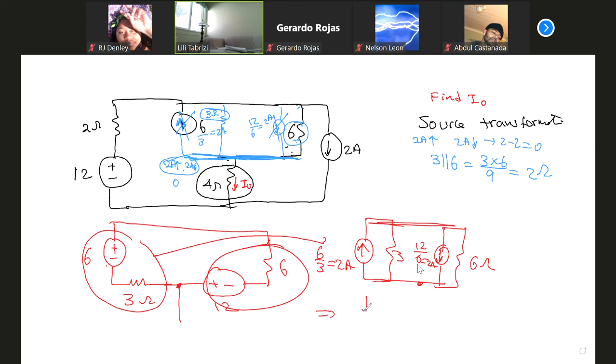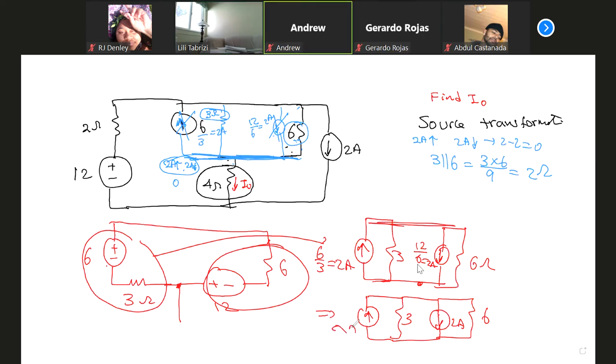So what you have here is 3 ohm, 6 ohm, 2 amp down, 2 amp up. Then 2 amp up, 2 amp down, they cancel each other, so you eventually get only 3 ohm and 6 ohm, and 3 and 6 in parallel becomes one resistor, which is 2 ohm. So notice that by source transformation, I can go from 1, 2, 3, 4 elements to one element.